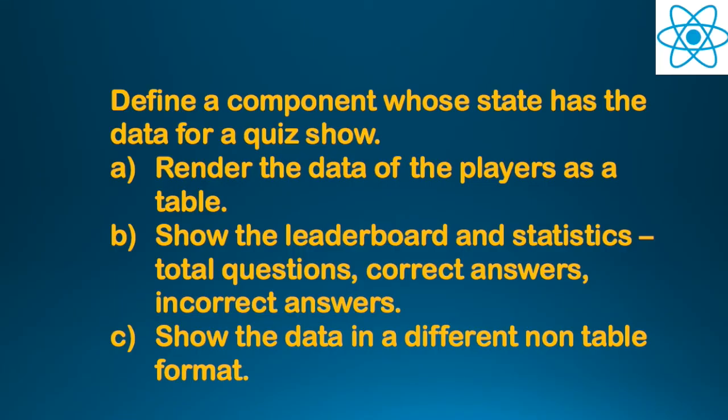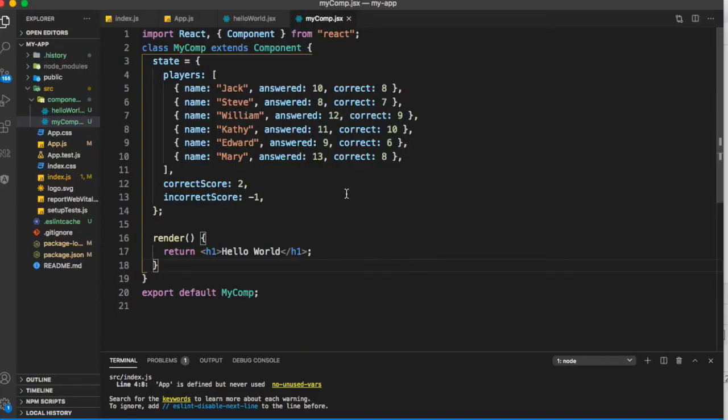Let's look at the next exercise. Define a component whose state has the data for a quiz show. Render the data of the players as a table. So here we have in the state an array of players, and for each player we have 3 fields: name, answered, and correct. So the number of questions the player answered and the questions which were correct among them. And then we have the scoring pattern: a correct score gets 2 points and an incorrect score gets 1 point.